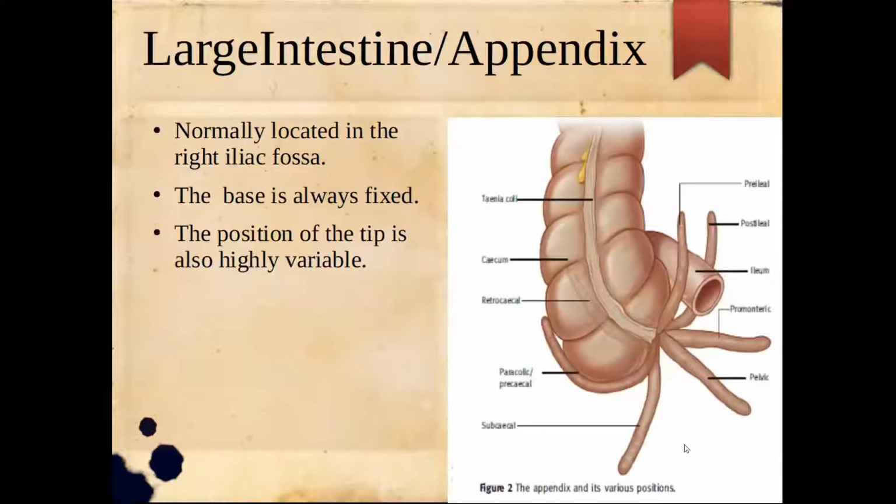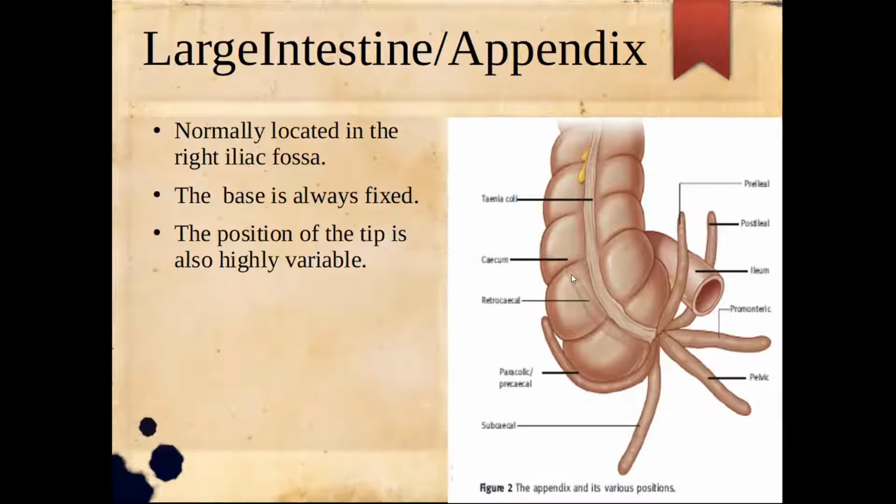Where is the appendix located? The appendix, as we know, is located in the right iliac fossa. The base is always fixed, but the tip has variable positions. This one we call paracolic, about 2% of patients have that, at the 11 o'clock position. This one is retrocecal, the most common one, with more than 60% of patients having this position, at the 12 o'clock position.